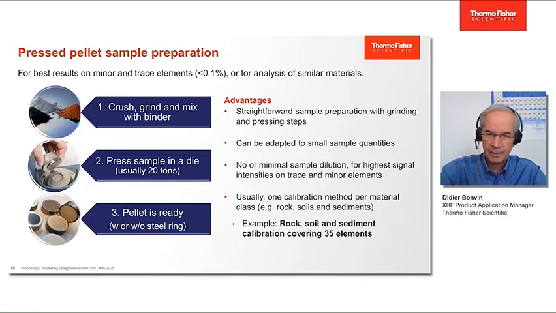species, like for example, one calibration for cement, one calibration for slags, another one for limestone. But sometimes we can mix together more different minerals and make a calibration, for example, for soils and sediments or for rocks. In these cases, we can cover quite a number of elements, as mentioned here, up to 35 elements in some cases.